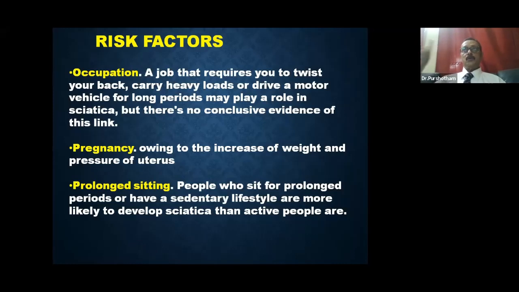I told you that the riskiest movement is bending forward and suddenly rotating. Rotation, this lumbar spine cannot take. When you have bent, the lumbar spine is moved to the maximum level, and when you start rotating to pick up something, it usually happens with youngsters or middle-aged individuals, they rotate suddenly and they come the next morning or evening saying, what happened. Pregnancy, of course, owing to the increase of weight and pressure of the uterus.